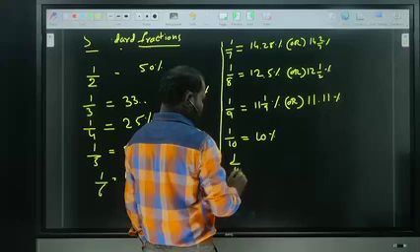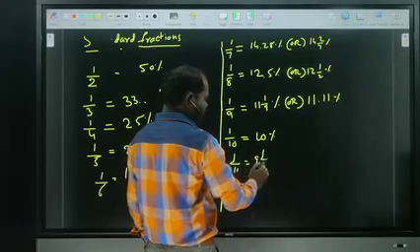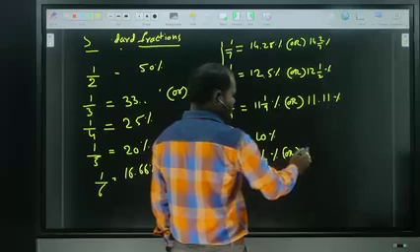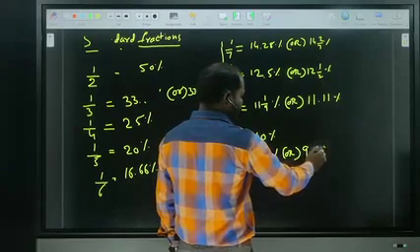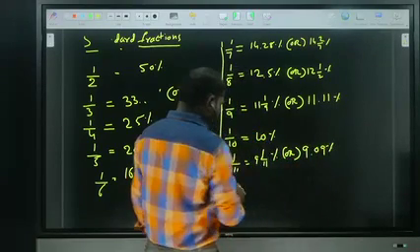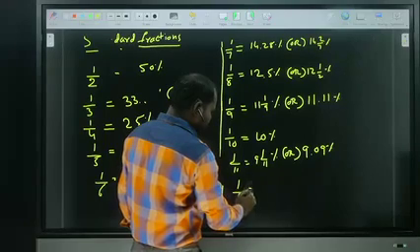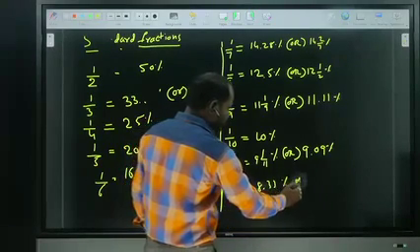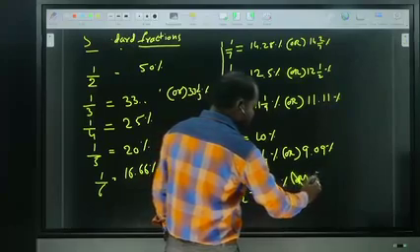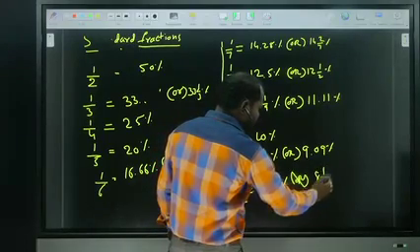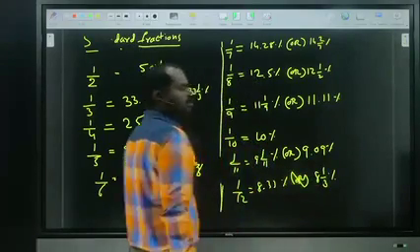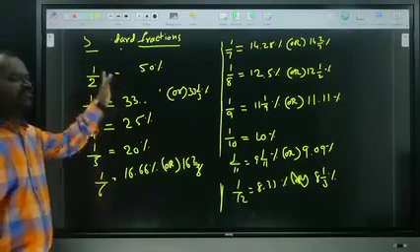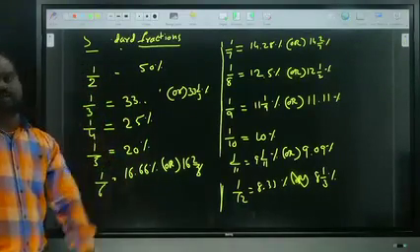1 by 11 into 100 is 9 1 by 11 percentage, or 9.09 percentage. 1 by 12 into 100 is 8.33% or 8 1 by 3%. Up to 1 by 12, these are all very important standard fractions.